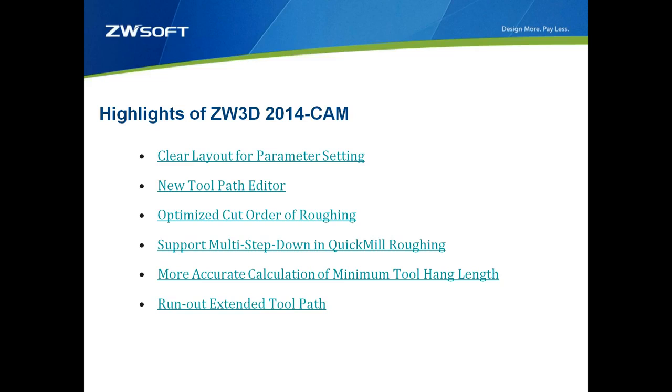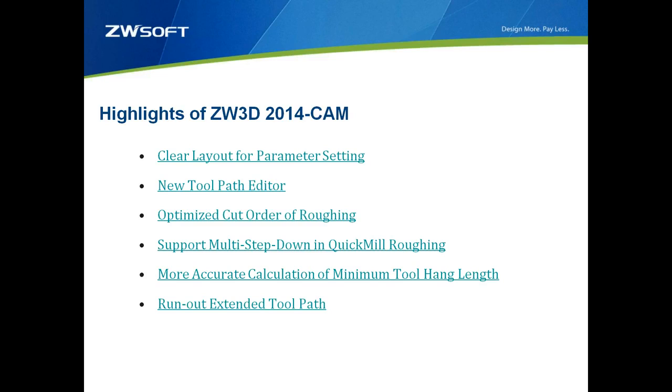And also, the third one is the optimized roughing cutting sequence. You can use the Toolpath editor to optimize your cutting sequence for some special material, for some special part, and so on. Next one is the multiple step down in the roughing phase. It helps the user to handle deep pockets, something like that.